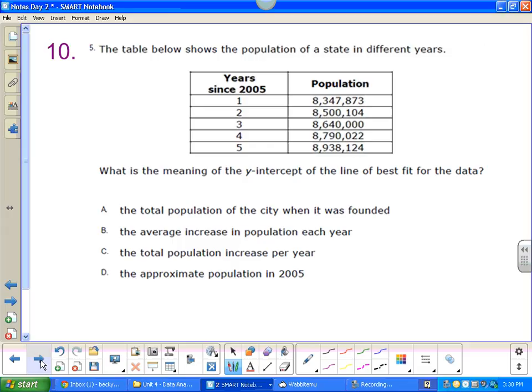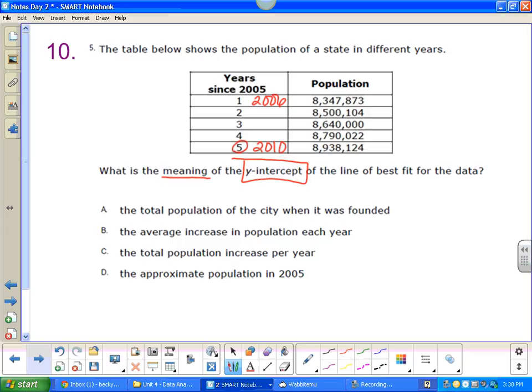The table below shows the population of a state in different years. So we've got years since 2005. It's very important to read the titles of your charts. So years since 2005, and it's got our population, which is increasing. So if X is 5, this would be 2010. This would be 2006, because it's years since 2005. What is the meaning of the y-intercept?